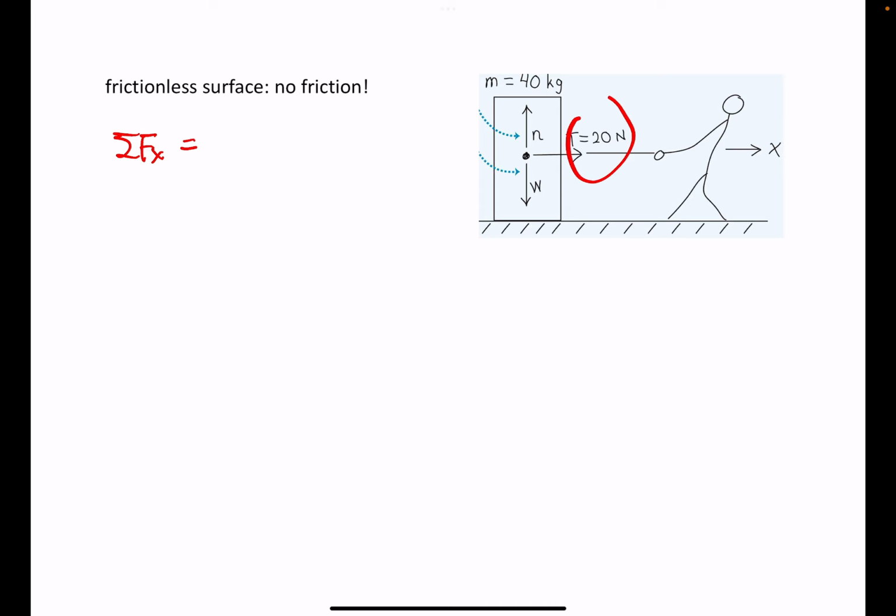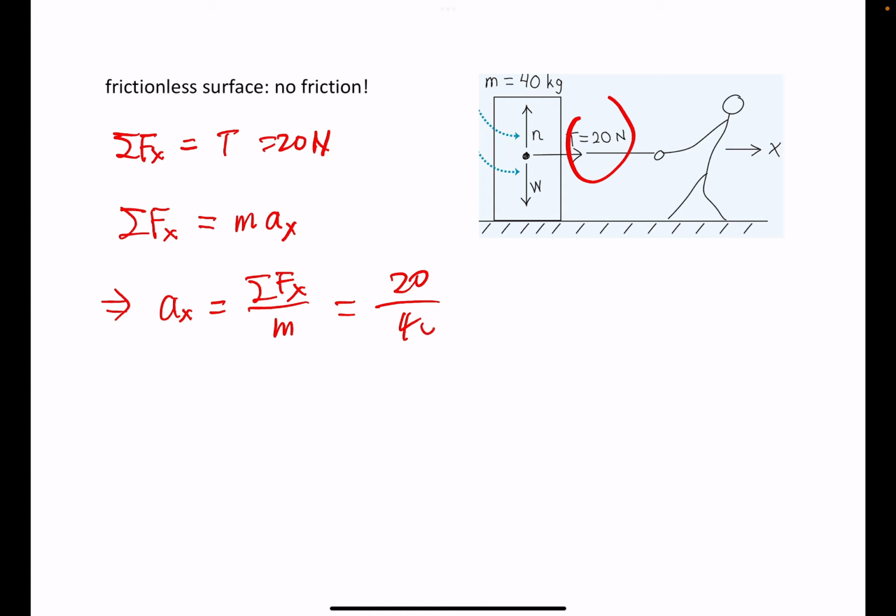There's only one force in the x direction, which is tension, 20 Newton. So Newton's second law tells us net force in x direction equals mass times acceleration in x direction. So acceleration in x direction equals net force in x direction divided by mass. 20 divided by 40, mass is 40. 0.5 meter per second squared.